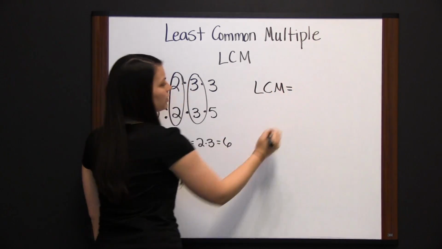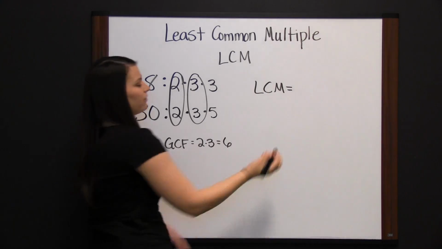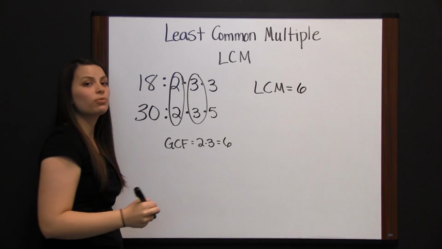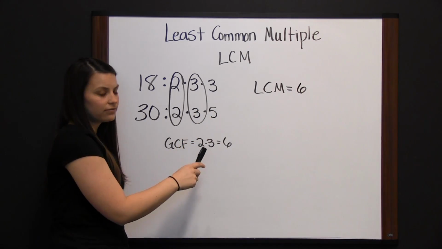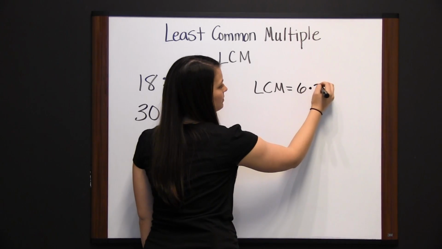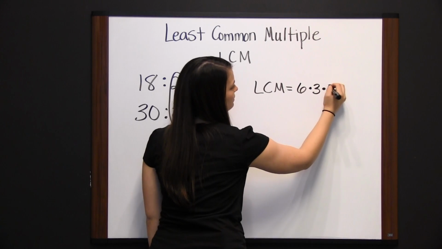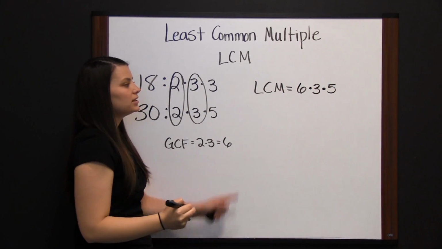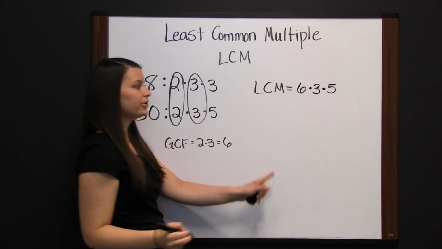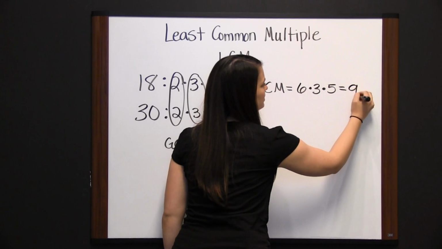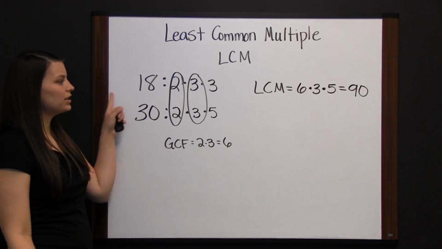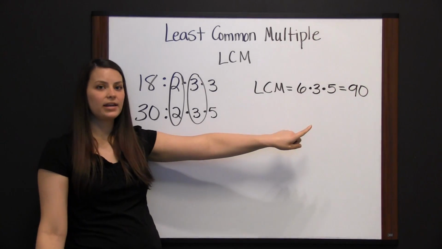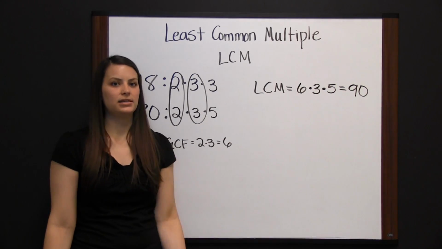So our least common multiple is the product of our GCF, 6, and the remaining factors. The remaining factors are 3 and 5. So 6 times 3 times 5. 6 times 5 is 30. 30 times 3 is 90. So the smallest number that 18 and 30 will both divide into evenly is 90.